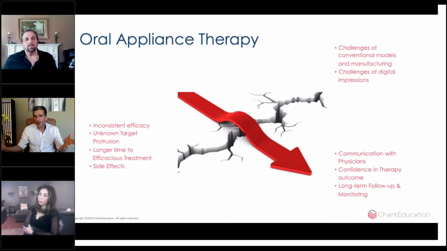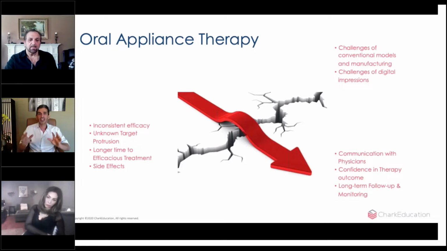Challenge of conventional models and manufacturing, the old school way of doing PVS. And when I say old school, there's nothing wrong with that. I'm just saying that there are better ways of doing it, and PVS is not as accurate. Even with digital impressions, there were challenges in terms of how fast and how easy to use it is.